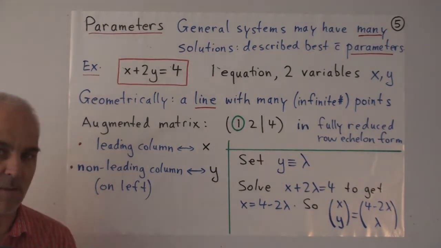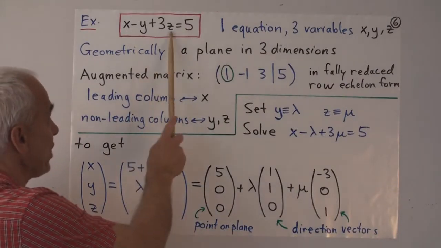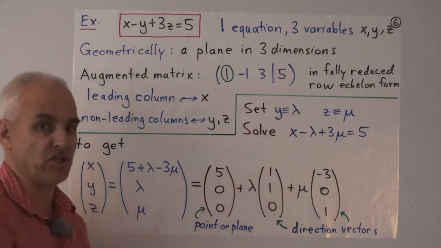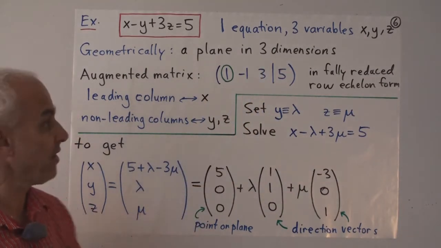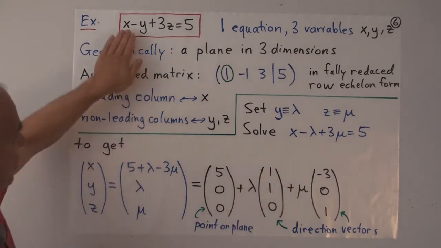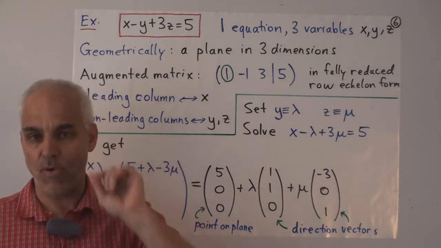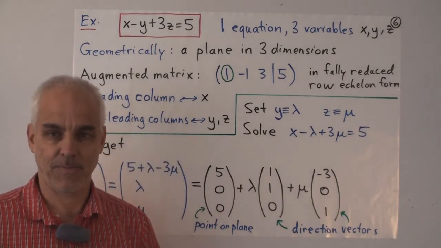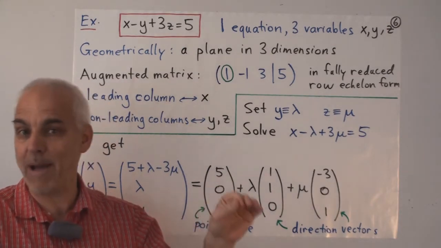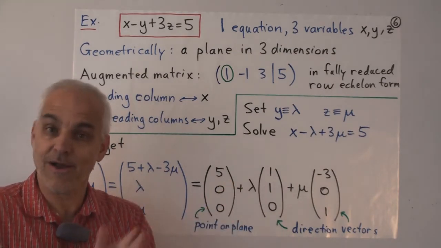Let's look at a slightly more complicated example. In this example, we have one equation with three variables, representing a plane in 3 dimensions, x, y, z. One linear equation is a plane. So when we're solving this equation, what we're trying to do is describe all the points which lie on this plane. And intuitively, we can recognize that this is going to be a 2-parameter family of points, because there's essentially 2 directions to go on the plane.